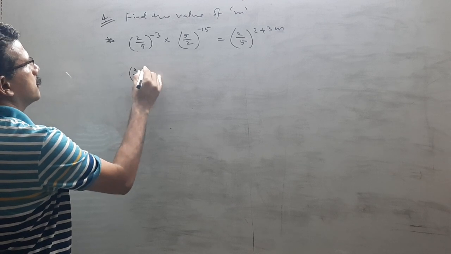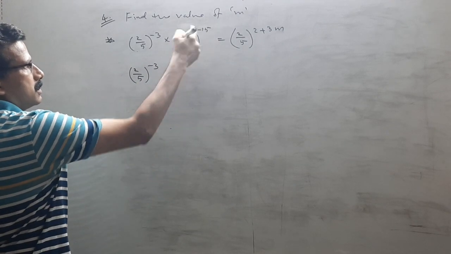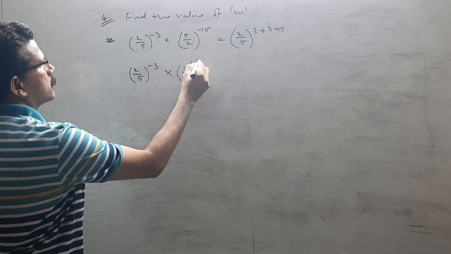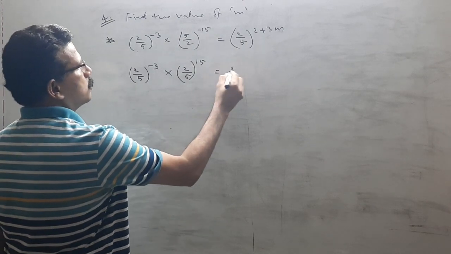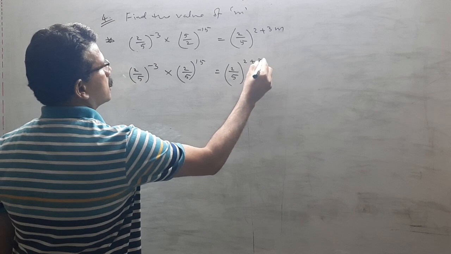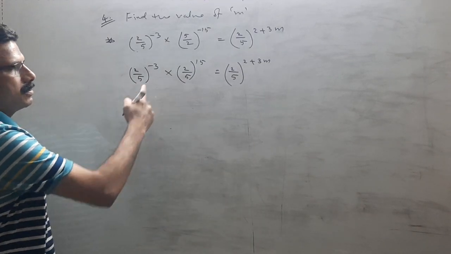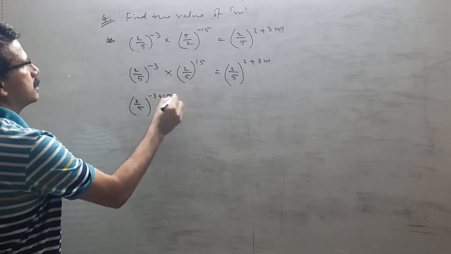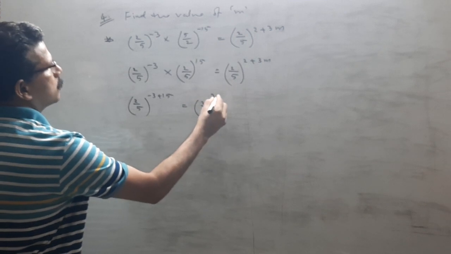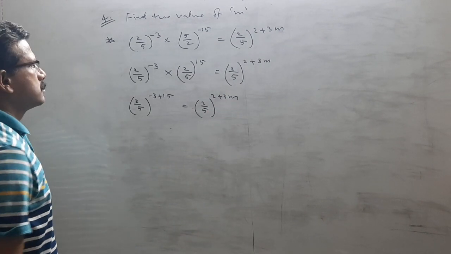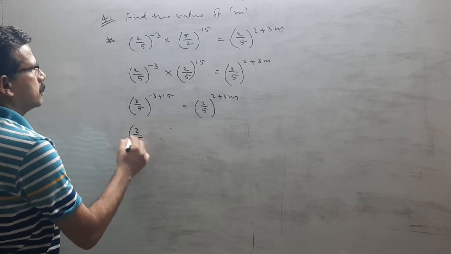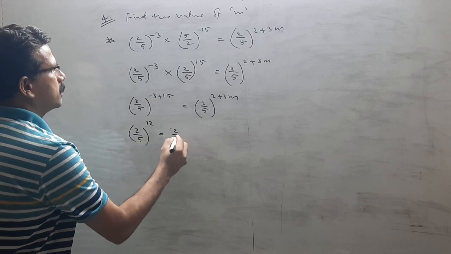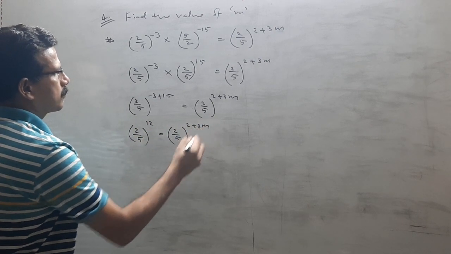(2/5)^-3 times the power negative. So 5 by 2 with power minus 15 will be taken as 2 by 5 to the power positive 15, equal to (2/5)^(2+3m). Now we can apply the rule. Base is same: (2/5)^(-3+15) equals (2/5)^(2+3m). Find the difference and give the sign of the bigger one. It becomes (2/5)^12 equals (2/5)^(2+3m).